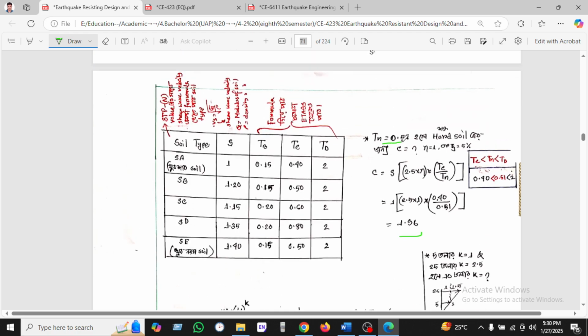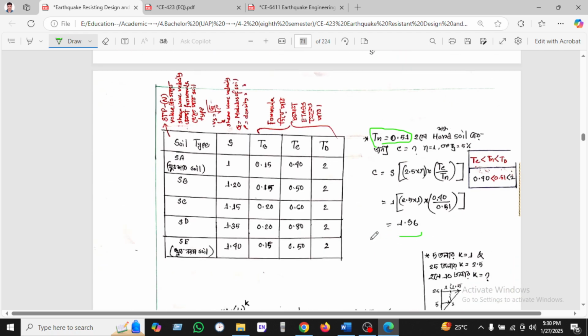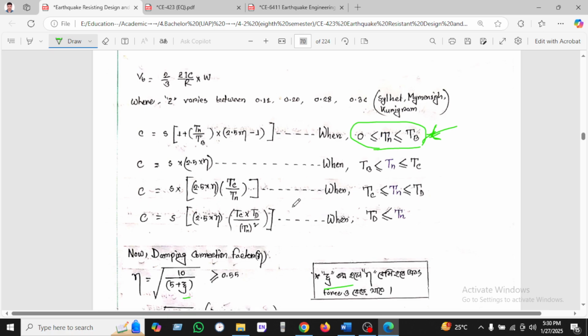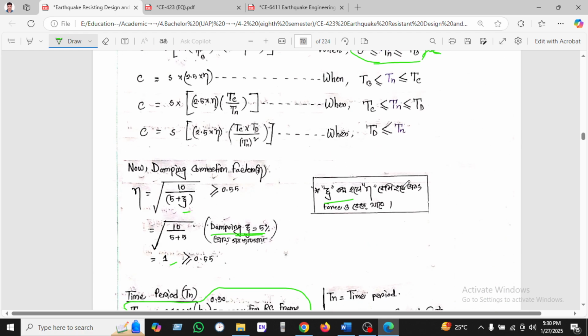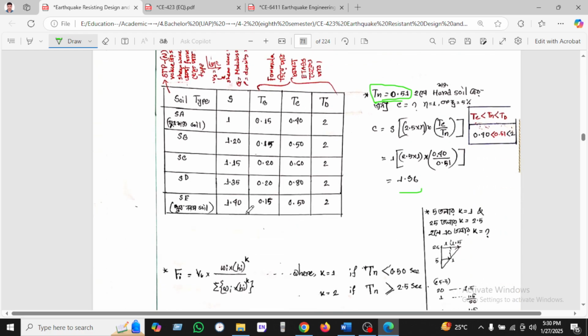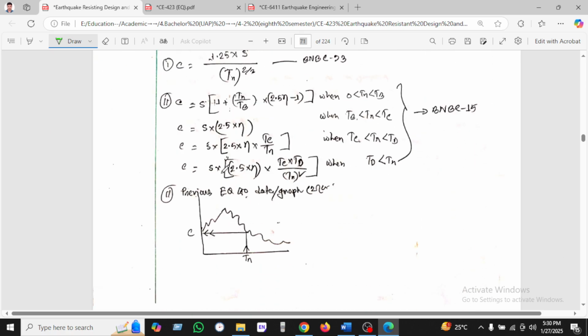Okay, if we get 0.51 as the time period, then what will be our C value? We found 3.6, and if we calculate it here, and for 3.6 another time period we found 0.51. So we now check what the value of the time period is, whether it is between B or C, or C or D, and in this way calculating here, we will find the forces also.